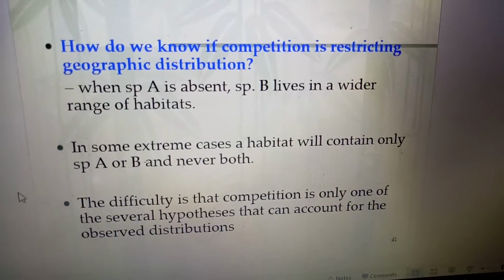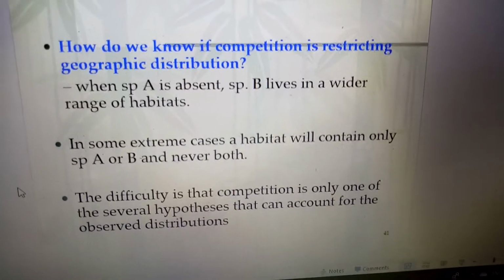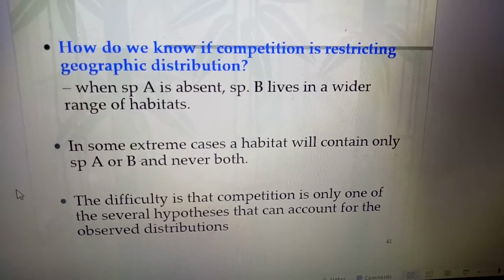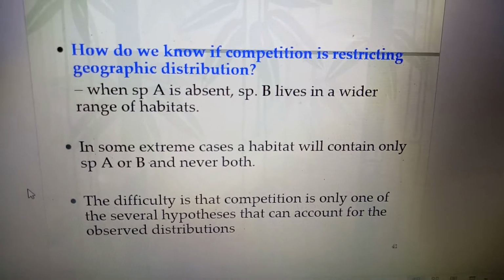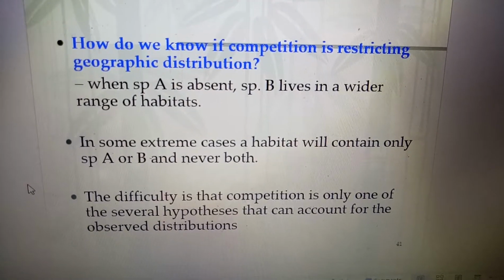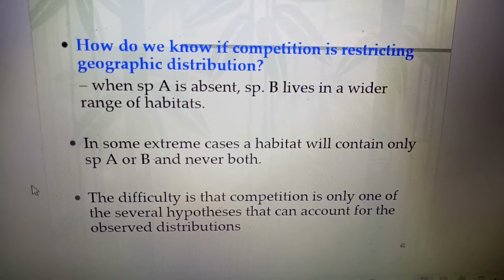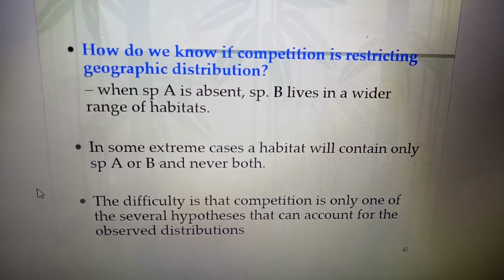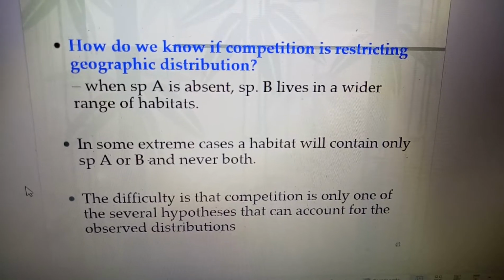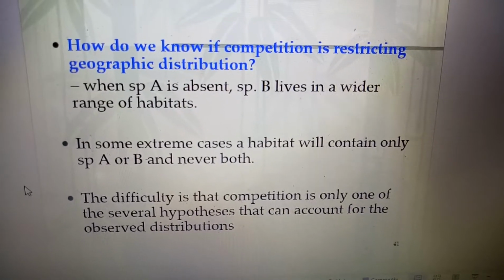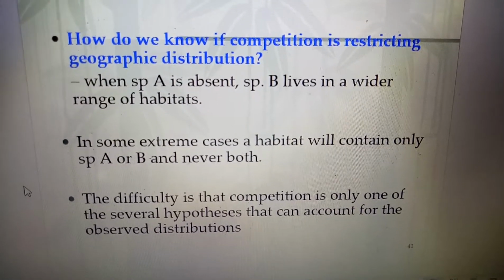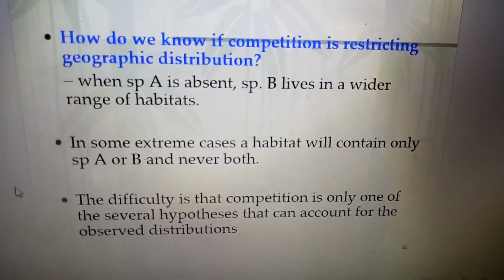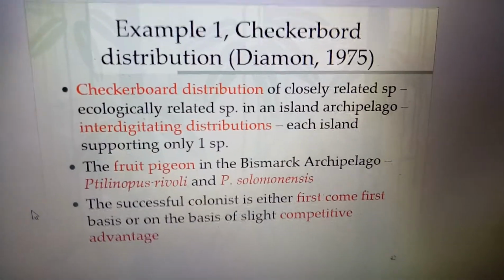So how do we know if competition is restricting geographic distribution? Of course, when species A is absent, species B lives in a wider range of habitat. In some extreme cases, a habitat will contain only species A or B and never both. The difficulty is that competition is only one of several hypotheses that can account for the observed distributions. Okay, this is the example.